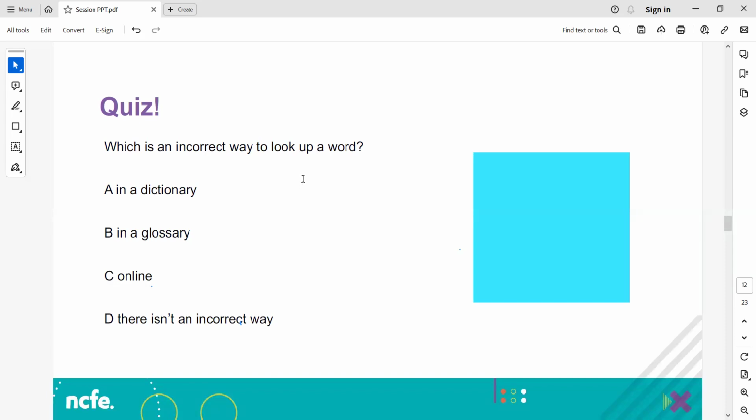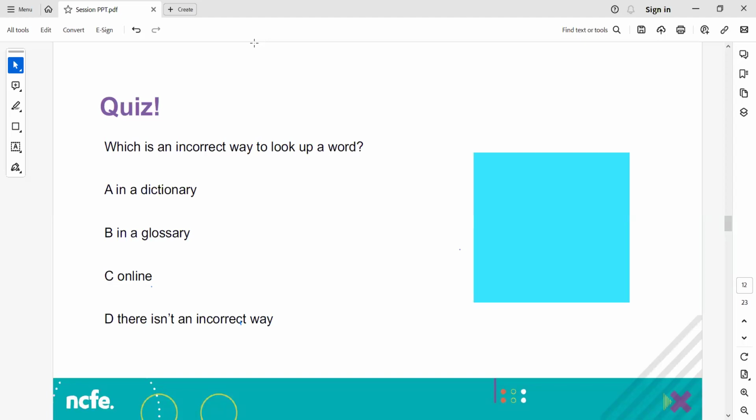Okay, so for the quiz, I do need you to contribute and then we can review our learning. So what do you think? Is there an incorrect way to look up a word? So you can just unmute yourself.